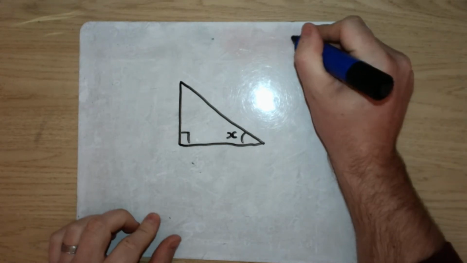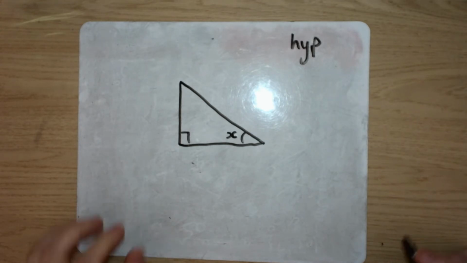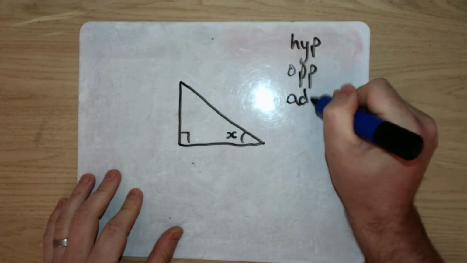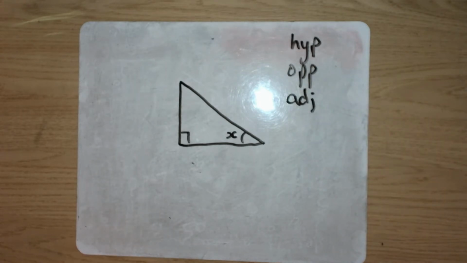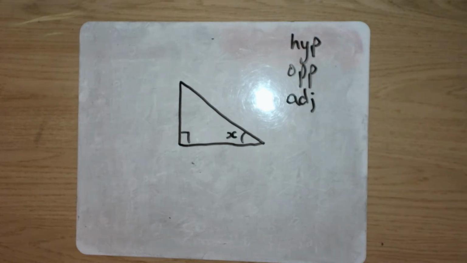The three sides are the hypotenuse. Hypotenuse is always going to be the longest side. You've got the opposite and you've got the adjacent. So those are our three sides. You can write out the words in full if you want. I always just use the three letter kind of abbreviation. You can just use H, O and A if you wish as well.